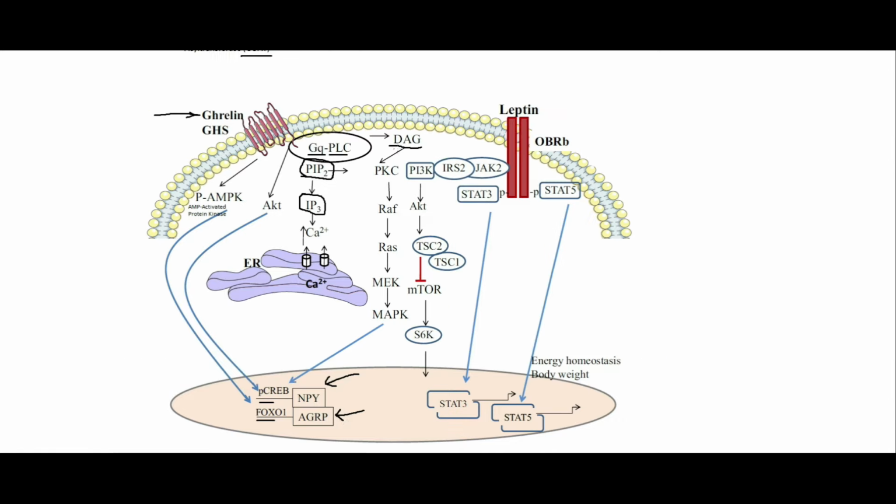And the same thing we have here with our diacylglycerol activating protein kinase C and then going through this MAP kinase pathway to activate these transcription factors. And if we kind of divide down here, because this would actually be happening in different cells, we can look at the leptin, which binds this OBRb receptor here, which is a receptor tyrosine kinase.